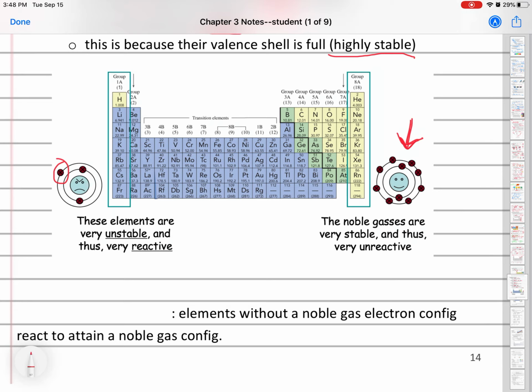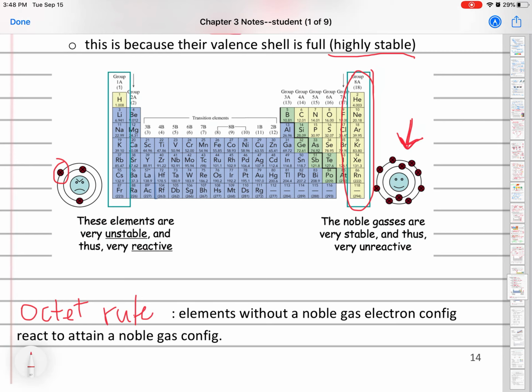So, like we said, for all of these noble gases, their valence shell is full with 8 electrons. And so basically all atoms are trying to get a full valence shell with 8 electrons. And so a lot of chemistry is governed by this rule that we call the octet rule.